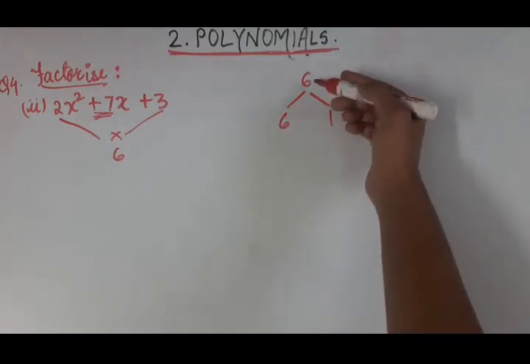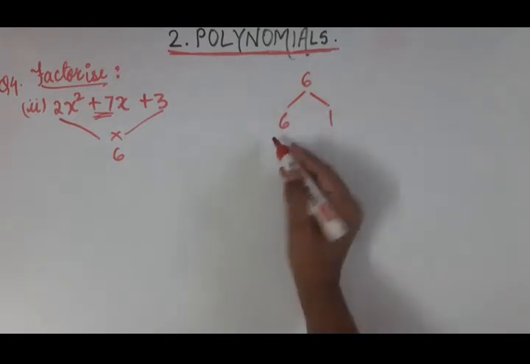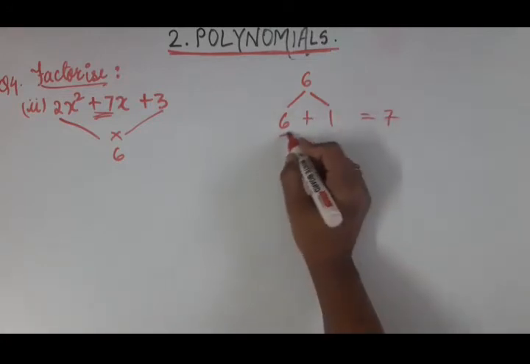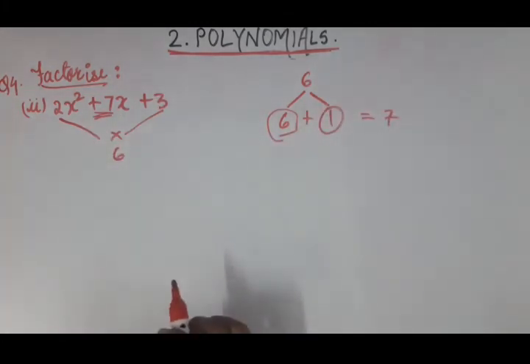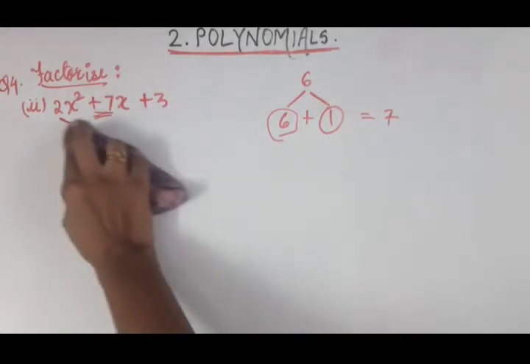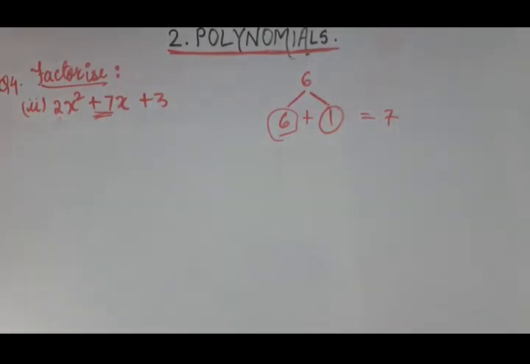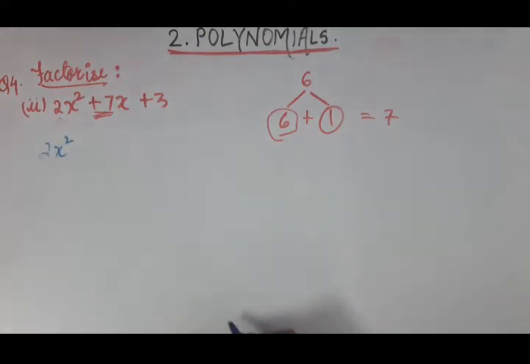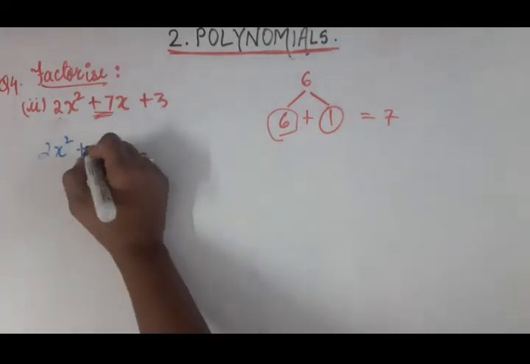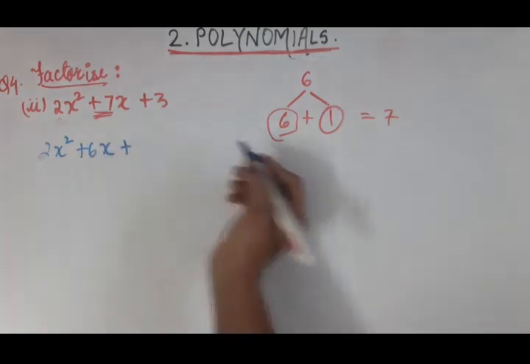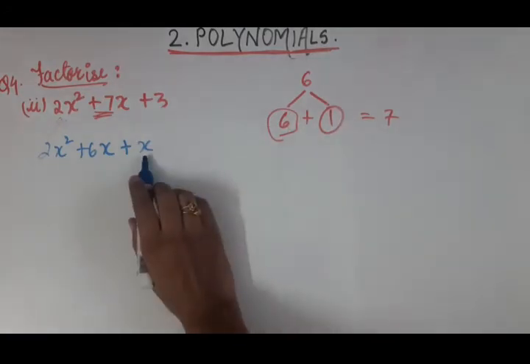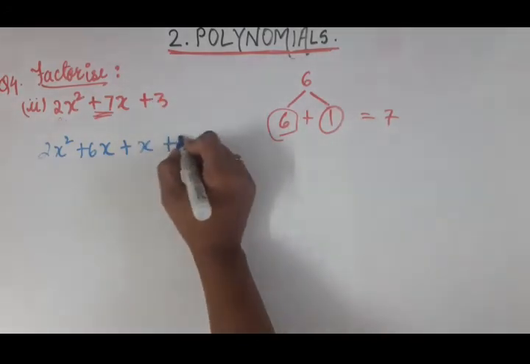6 into 1, 6 I'll get. The product 6 I am getting. And 6 plus 1, if I add them, I'll get 7. So these are your factors, 6 and 1. Right? Now how are you going to write the next step? Write the first term as it is, that is your 2x square. Now split the middle term, that is 7x, as 6x plus 1x. 1x I am writing as x only. And the third term as it is, plus 3.